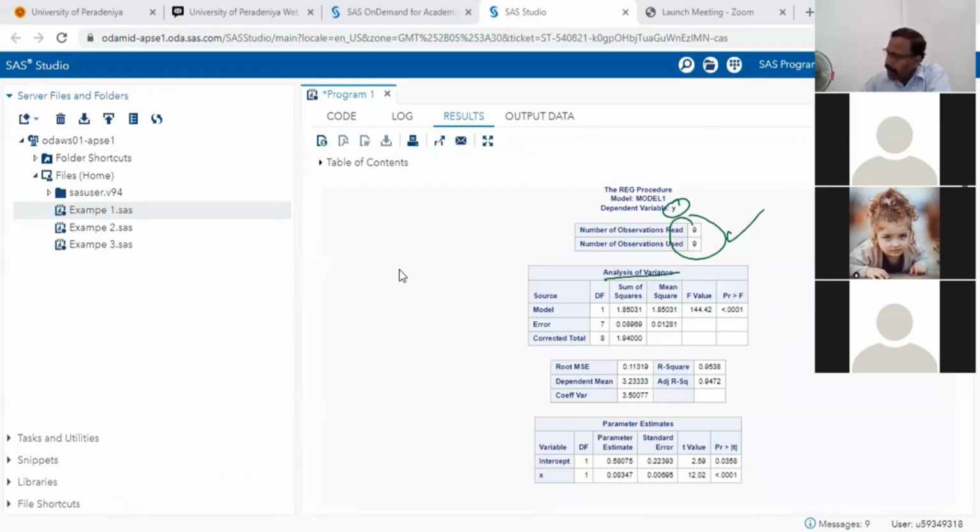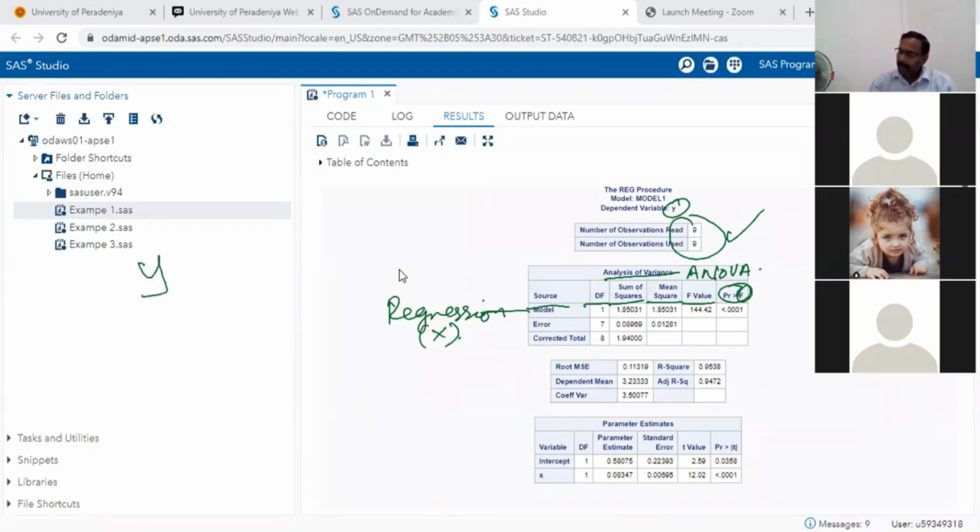This is the ANOVA, analysis of variance. Now you are expert on ANOVA. You see source of variance, degrees of freedom, sums of square, mean square, F value, and the probability. Probability of F distribution. Earlier, probability of T distribution. Here, the probability of F distribution. Here, this is a regression because we are doing a simple linear regression, so we have only one X variable.